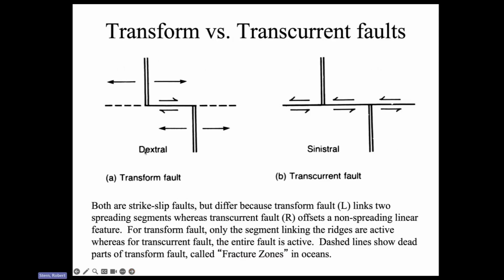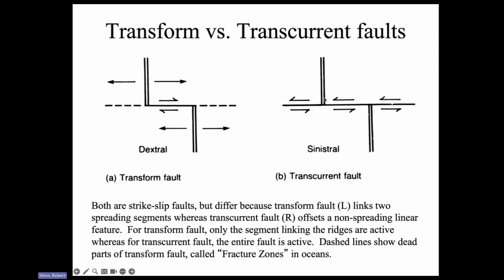So we can talk about transform versus transcurrent faults. So this is a transform fault. This is a transcurrent fault. The transcurrent fault, this fault is separating these two geological items, could be a bed or a pluton or something, and they're continuous all the way through. So if you see this kind of an offset, you'd go, that's a left lateral strike slip fault. You could call that a strike slip fault.